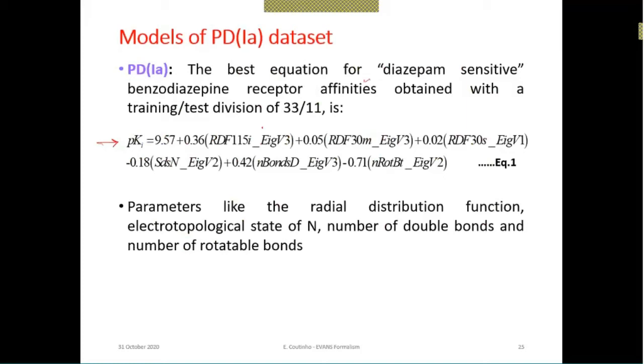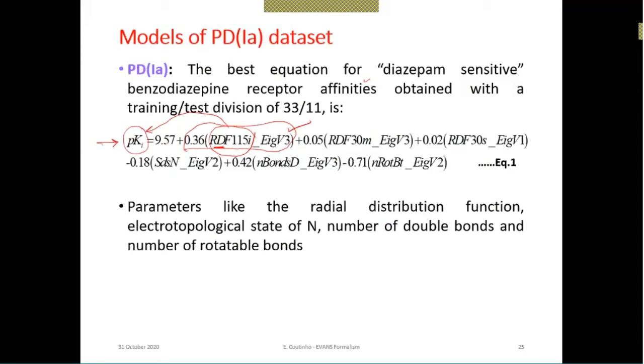Let's look at the first term in the model as an example. Here we see the third eigenvalue is correlated to the PKI of this molecule. This third eigenvalue was built from a physicochemical property, the radial distribution function, which was populated on the diagonal. The third eigenvector of that matrix is correlated to the PKI.